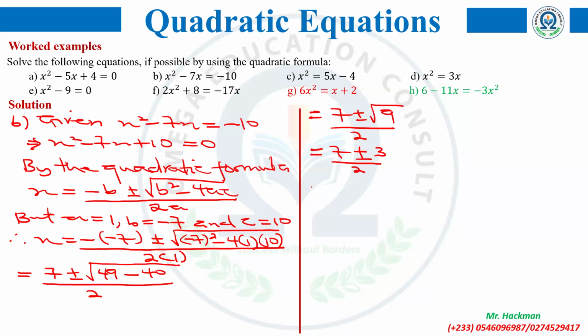So in effect, we are going to get 7 plus 3 all over 2, or 7 minus 3 all over 2. So this gives us what? 7 plus 3, which is 10 over 2, or 7 minus 3, which is 4 over 2. So you end up getting 4 here, then 2.